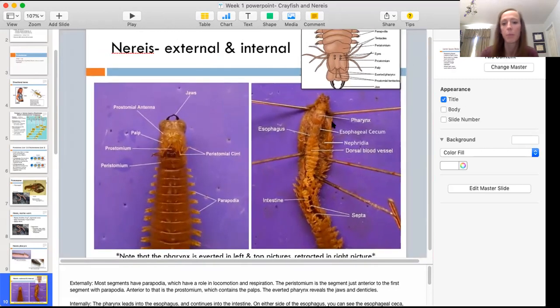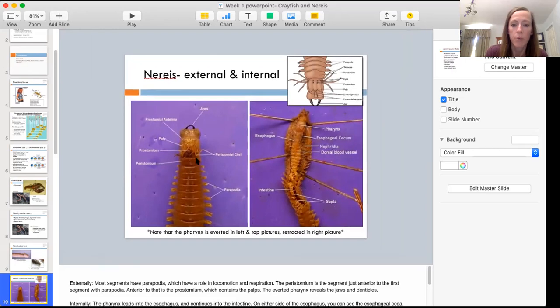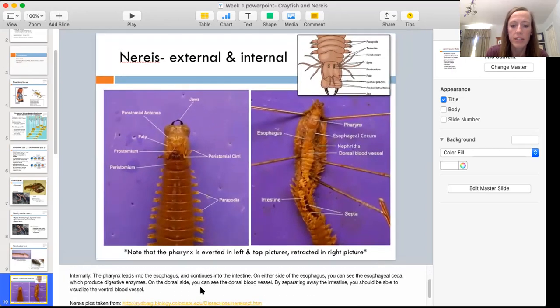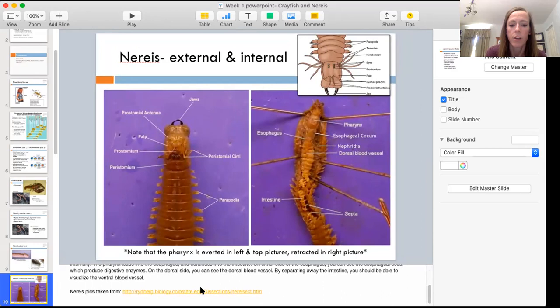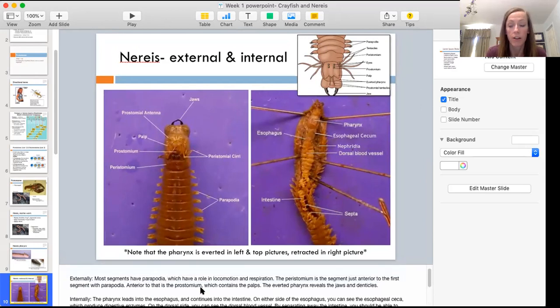I should mention that we cut it on the dorsal side, and so you would see the dorsal blood vessel. So you would put it with its mouth parts down on your dissecting tray, and then the first blood vessel you would see would be the dorsal blood vessel. If you pull up the intestine, then you would see the ventral blood vessel underneath that. Okay, so those are the main structures that you will see in our Nereis dissection. There's one more I can think of at the moment as well.